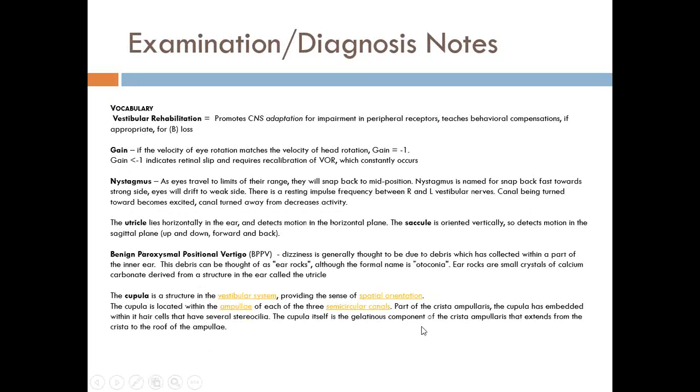So each semicircular canal has its own particular ampullae. And as part of the crista ampullaris, the cupula has embedded within it hair cells that have several even smaller hair cells or stereocilia. So the cupula itself is a gelatinous component of the crista ampullaris that extends from the cristae to the roof of the ampullae. So that's, we can go to the next slide. It might be a bit of a picture here to be able to take a look at.